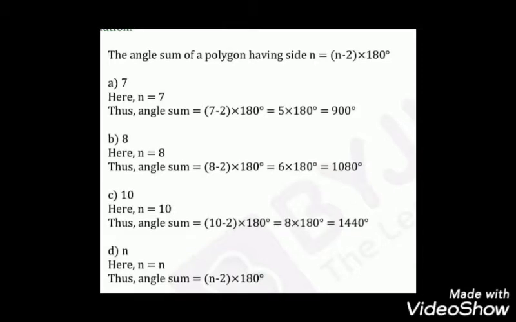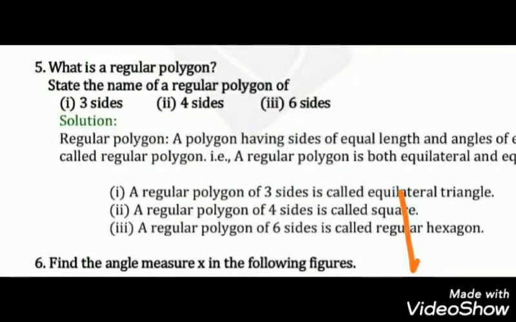And also if number of sides is n children, in the end we are coming to the formula itself. You can observe there. So here n is equal to n. So in the place of n, that is n minus 2 into 180. This is the actual formula used to find out the angle sum property of any polygon. Understood? No? Next, let us move on to fifth question.